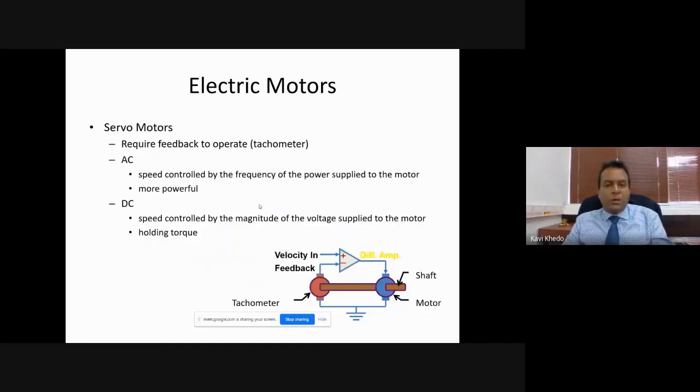We use stepper motors. You have another kind of motor that is called servo motors. These are the two popular types of motors, stepper motors and servo motors. Servo motors require feedback to operate, for example, a tachometer, a particular position. So the speed is controlled by the frequency of the power supply to the motor. This one is more powerful compared to a stepper motor. So when it is DC, a direct current, the speed is controlled by the magnitude of voltage. Depending on the amount of voltage you're supplying to the motor, this will generate a particular force.